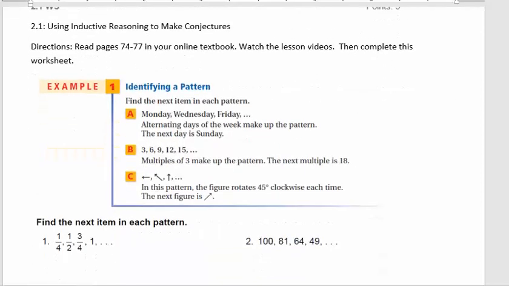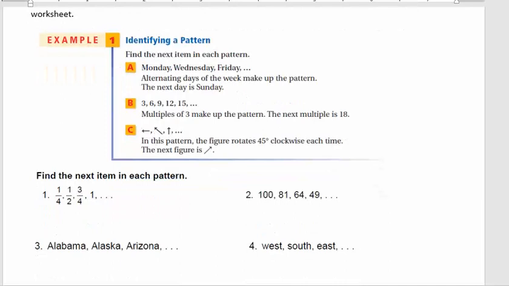All right, so here's an example. It says to identify a pattern, and you just have to figure out what's going to happen next. So Monday, Wednesday, Friday, looks like they're going every other day. They didn't include Tuesday or Thursday. So if we do every other day, the next day would be Sunday. So you just are looking at what is given to you and seeing if you can figure out how they got that and what they're going to do next.